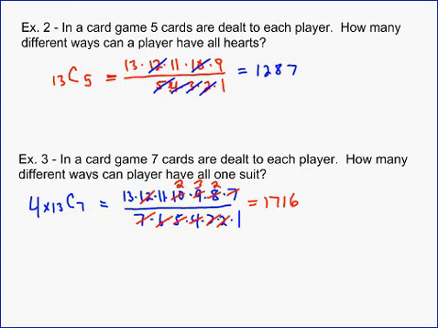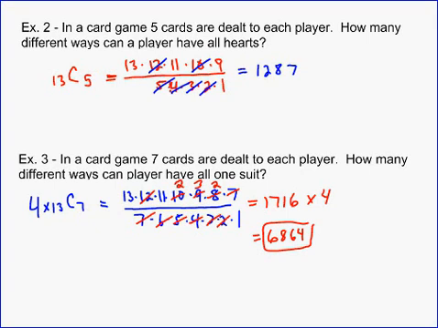But then we need to multiply that by 4, because that's just for one suit. Once we multiply that times 4, we get 6,864. So there are 6,864 different hands that you could get when you're playing a card game and pulling out 7 cards. There are 6,864 different ways for you to get all your cards being the exact same suit.